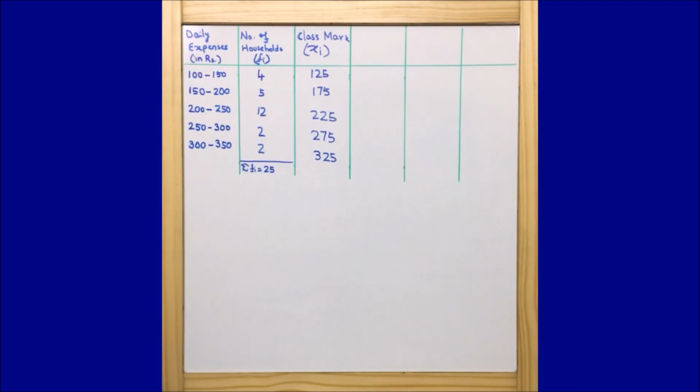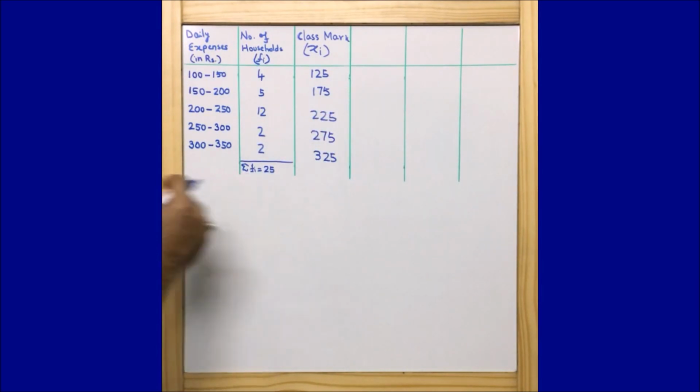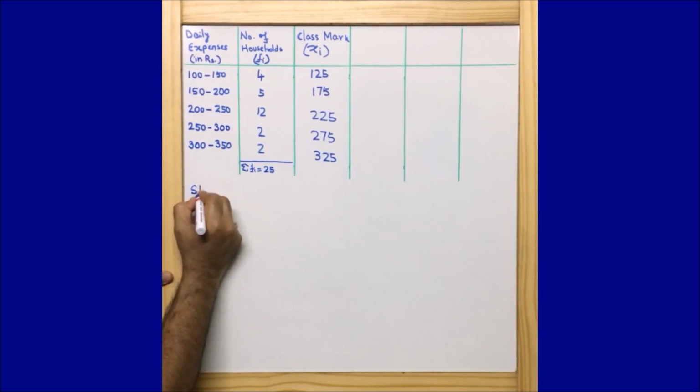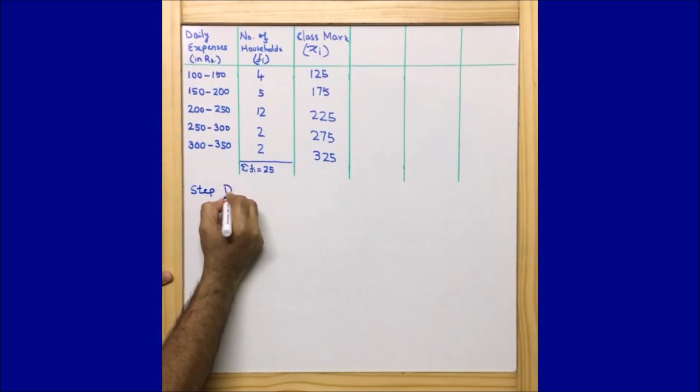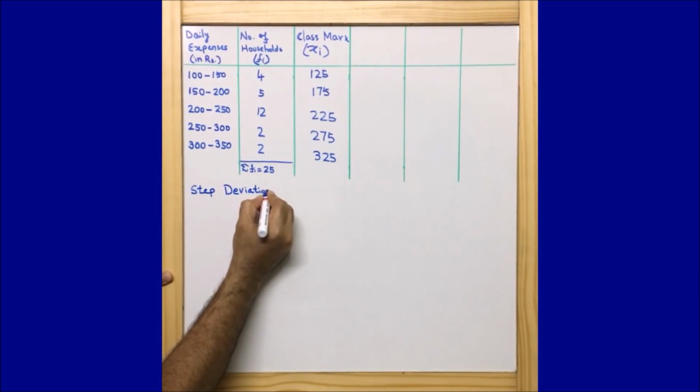So what is the formula for step deviation method? Let us first note down the formula, and after looking at the formula we can decide what are the fields that we are going to consider, or what are the variables we need to find the values for. So step deviation method I am writing here. This is what we are going to follow here for finding out the mean. Step deviation method.